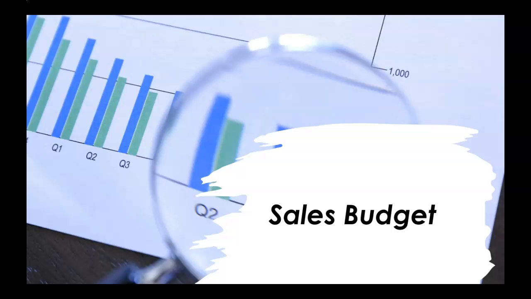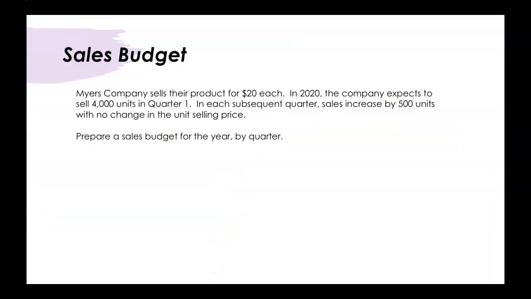Let's work through a sales budget example problem. The problem says Myers Company sells their product for $20 each. In 2020, the company expects to sell 4,000 units in quarter one, and then in each subsequent quarter, sales will increase by 500 units with no change in the unit selling price. So using all of that information, we need to prepare a sales budget for the year by quarter.